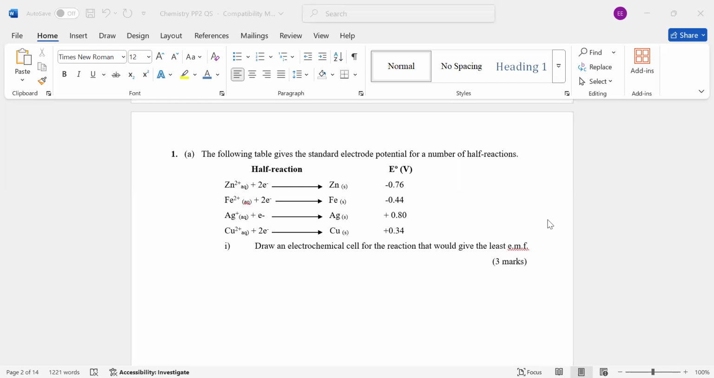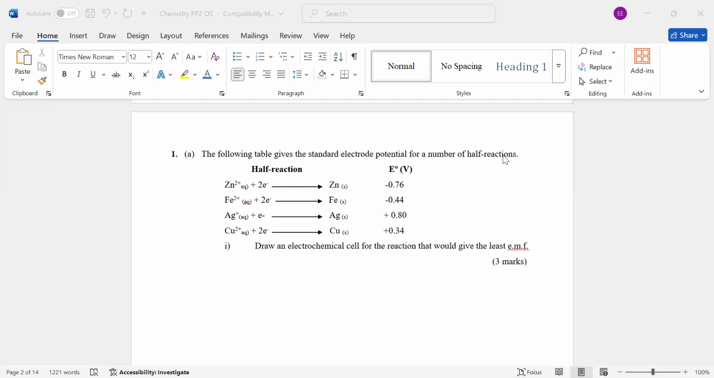Another person who can try. Who else can try? The ones that will give the least EMF when combined. And how do you know the ones that will give you the least EMF when combined? How will you know that? If we were to take the one for copper and iron, what will be the EMF? I'm giving you just 1 minute, if you can calculate that.